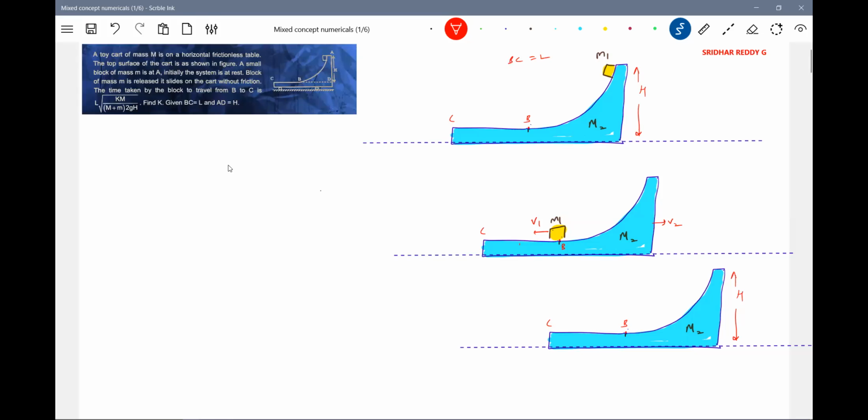Can we get V1, V2? I think it's quite a very simple problem. M1 gH equals half M1 V1 square plus half M2 V2 square. Then applying conservation of linear momentum, the system released from rest, so M2 V2 minus M1 V1 equals zero. Solving this, I'll get V1 and V2. I think clear, no problem. So we have to work out, there's no other way. We have to get V1 and V2.